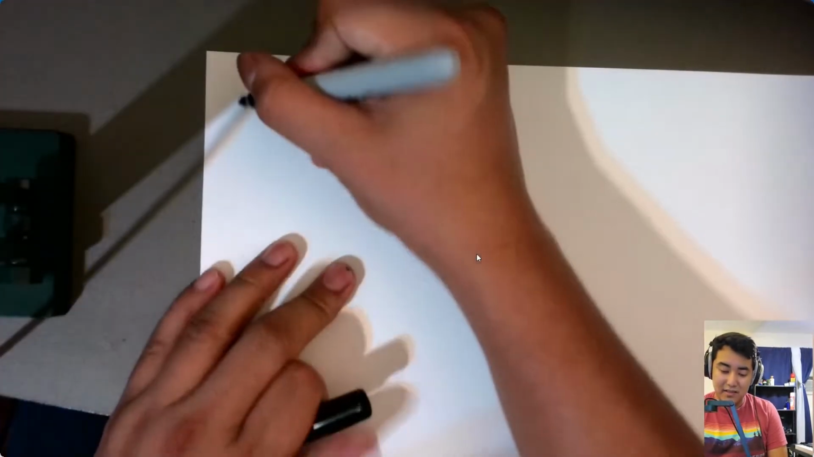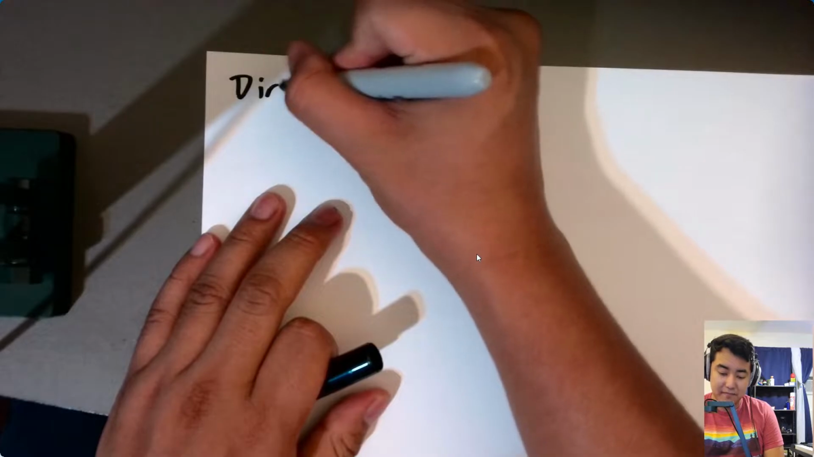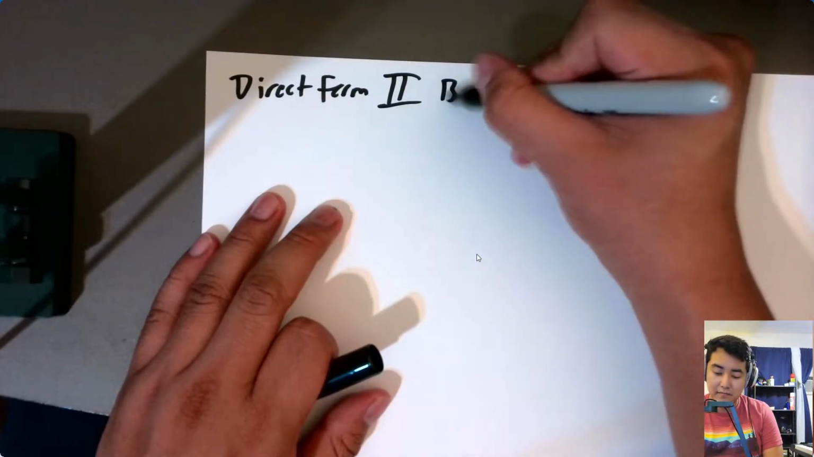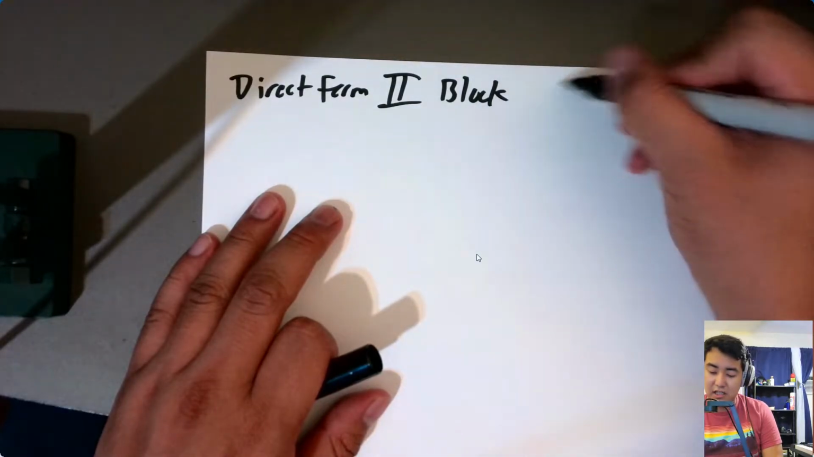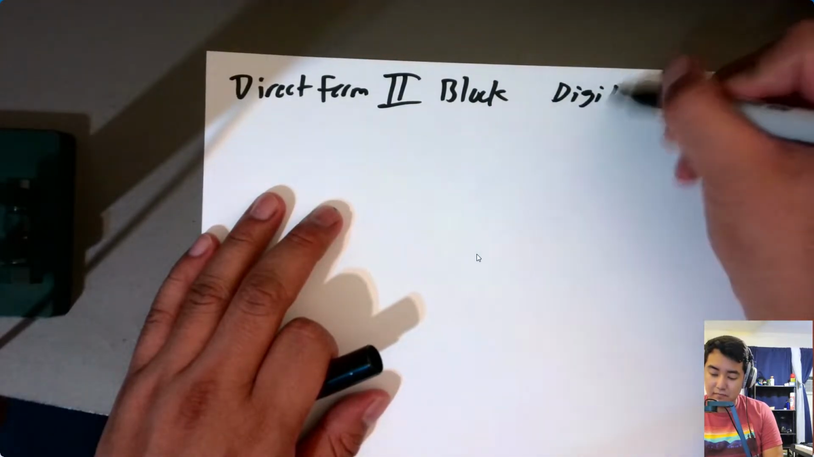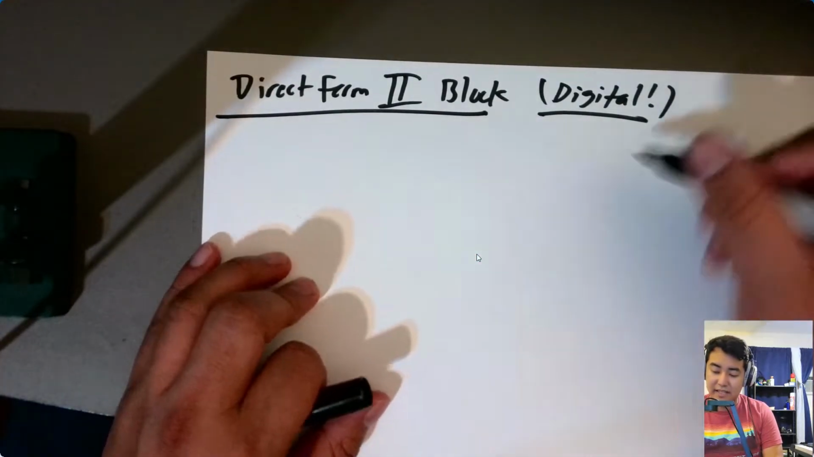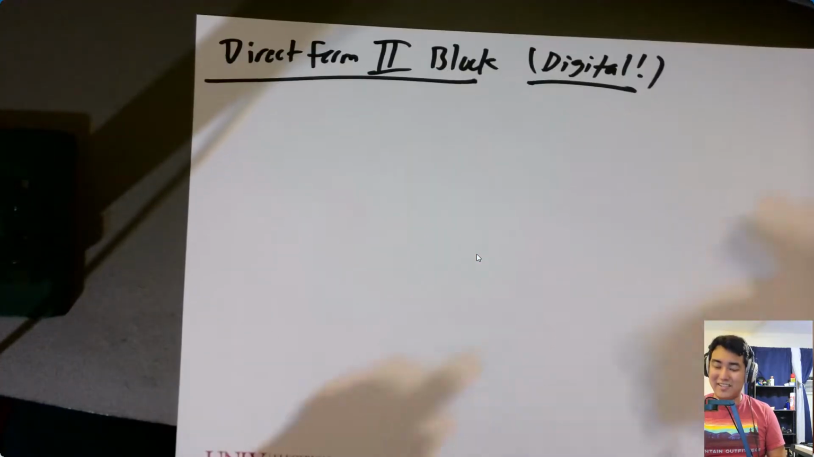So, kiddokies, let's go over the direct form 2 block. Okay, and here's your solution of the day.